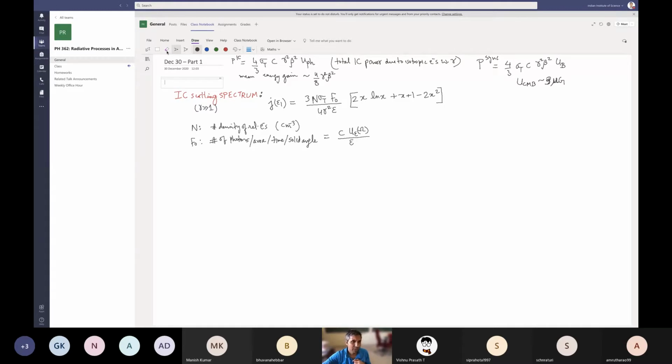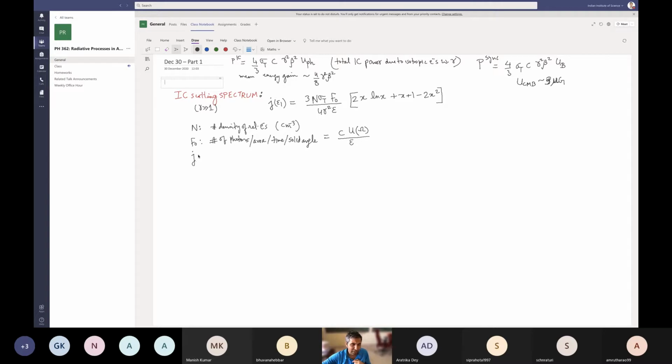Right, so this is u. So this is the energy density of photons with energy epsilon with solid angle omega. So you know, this is how flux is related to the energy density.